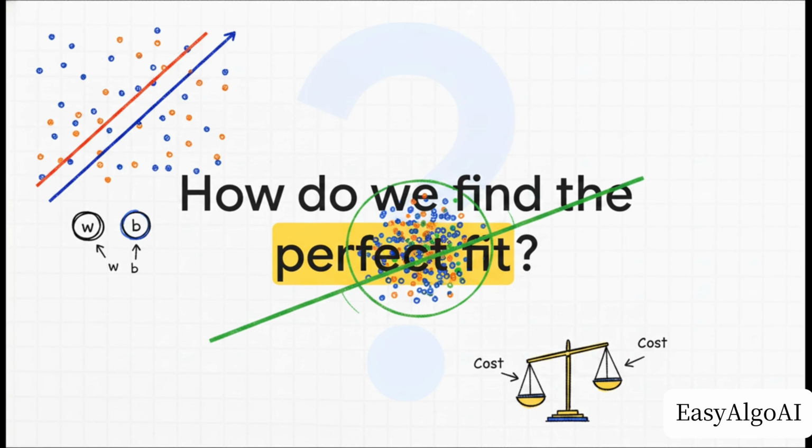How on earth does the machine learning algorithm know exactly where to draw that line? I mean, two different models with two different sets of w and b parameters are going to draw two completely different lines, producing totally different predictions. We absolutely need the optimal values to define the model that makes the most accurate predictions. So, how does the machine objectively decide that one line is better than another?